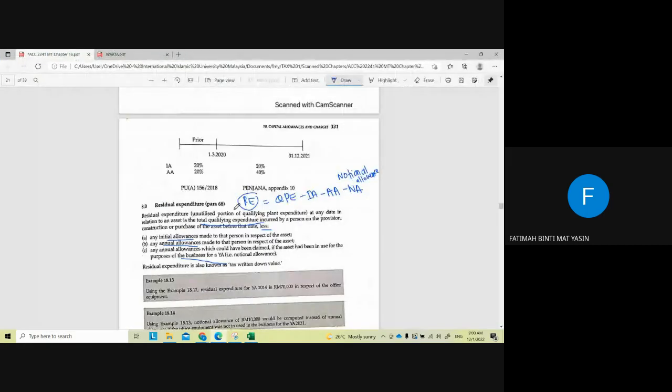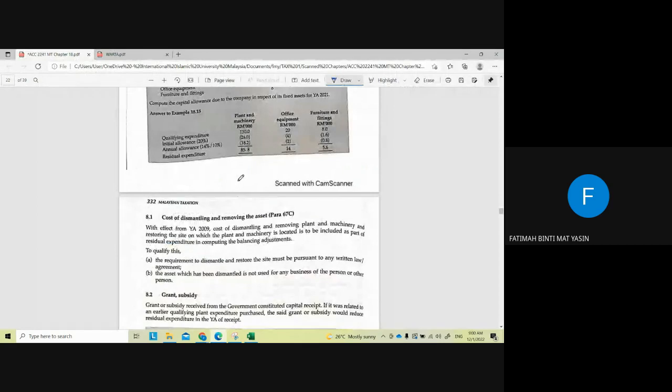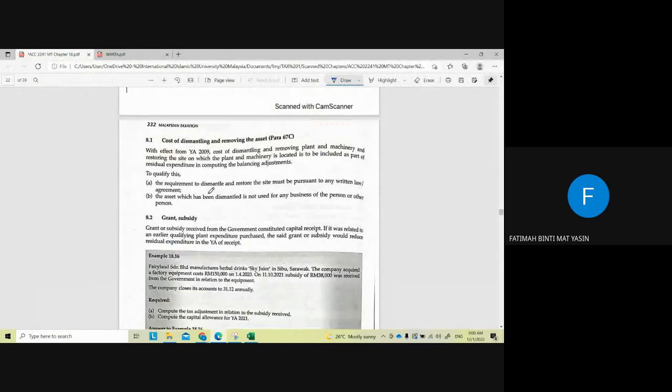So the next one. That's regarding the residual expenditure. Cost of dismantling and removing the asset. With effect from YE 2009, cost of dismantling and removing plant and machinery and restoring the site on which the plant and machinery is located is to be included as part of residual expenditure in computing the balancing adjustment.